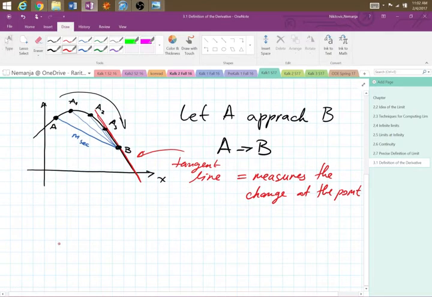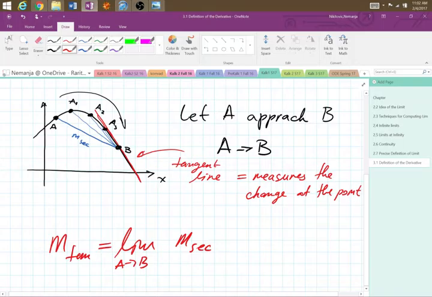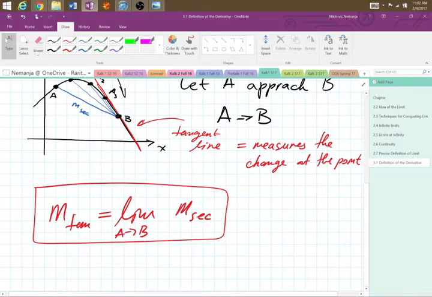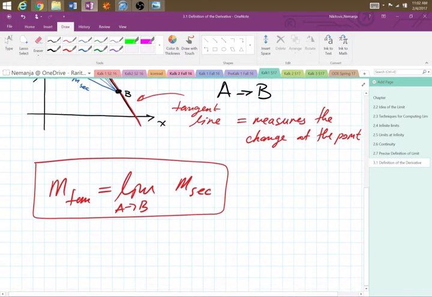So the crudest definition is that m tangent is equal to the limit as a goes to b for m secant. Now we'll never use this in any calculations, but that's the concept-wise, theory-wise, point we are making for Calc 1. Now we talk about the details. So what are the details?